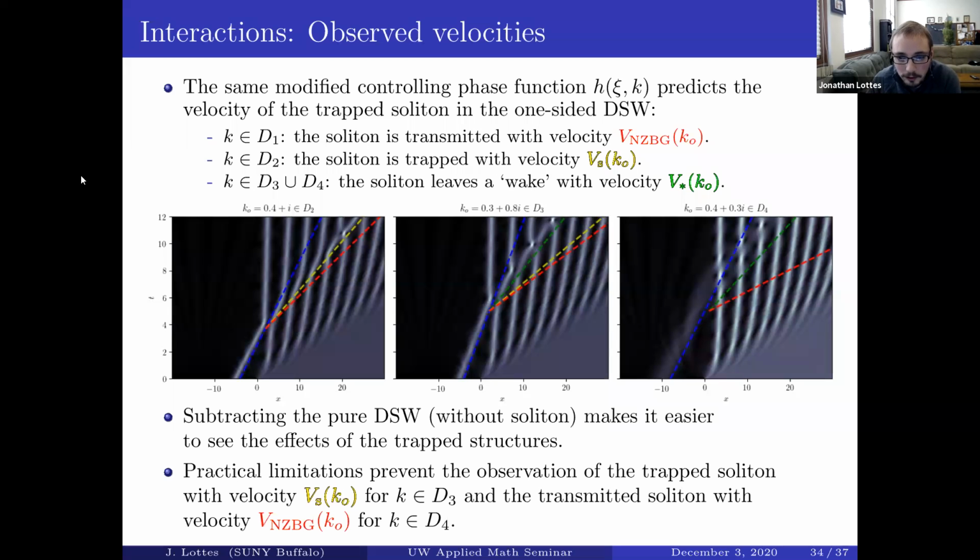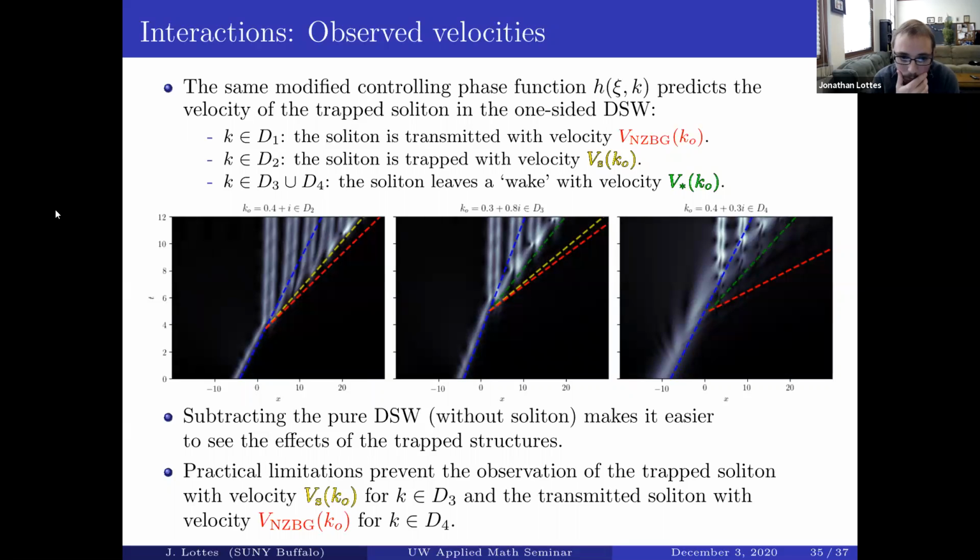You can kind of see these structures in here, but it's much easier to see what's going on if you subtract out the pure DSW from the density plot. So that's these plots here. I've just removed that DSW, and now you can clearly see this structure inside the DSW traveling with velocity Vs for D2, traveling with V star for k in D3, and something traveling with V star for k in D4.